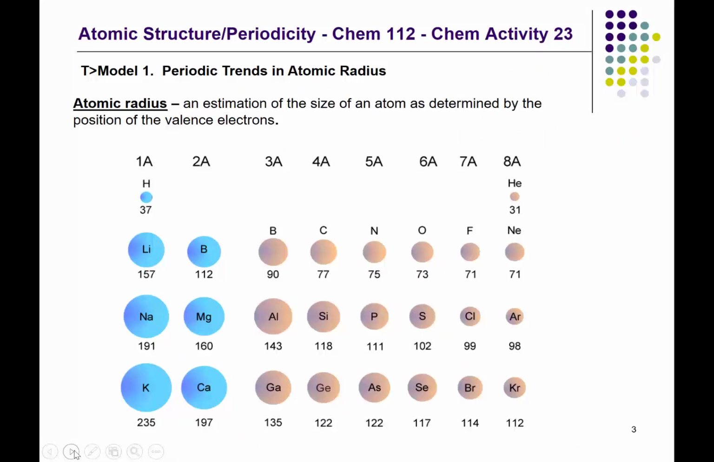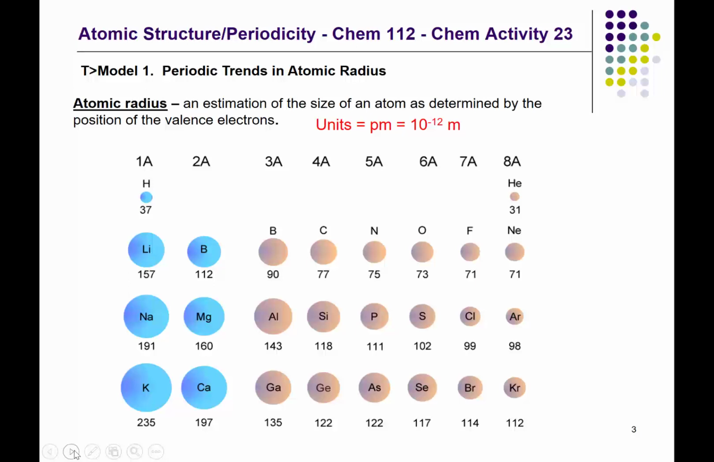The first trend has to do with the atomic radius. Here, in teaching model number 1, we have a diagram which shows how the atomic radius changes in going from one element to the next. I provide you both the numbers corresponding to the radius in picometers, so keep in mind that the units for each of these numbers is picometers, in other words 10 to the minus 12 meters. Also, I show you diagrammatically the size of each of the elements so that you can be comparing them.